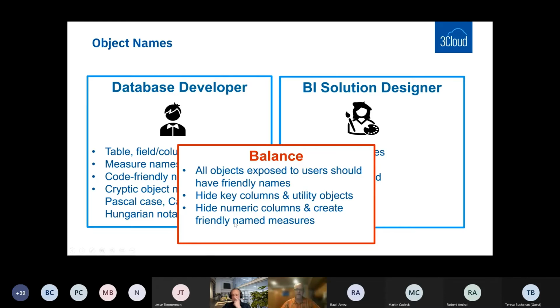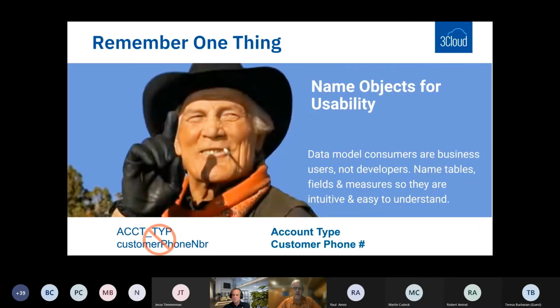I'm a big proponent of creating explicit measures for anything that you want to report on, any numeric values. I would create a measure for that and hide the underlying numeric columns. It's more work, but it's a much cleaner model. It gives you more control. All right, so remember this one thing, quoting Jack Palance, name objects for usability.